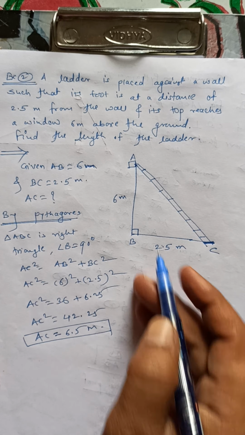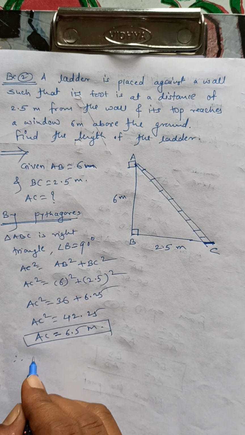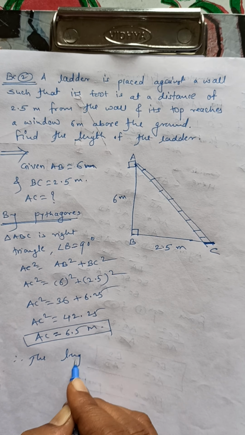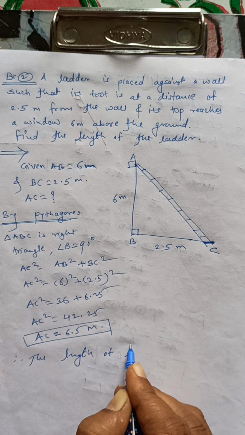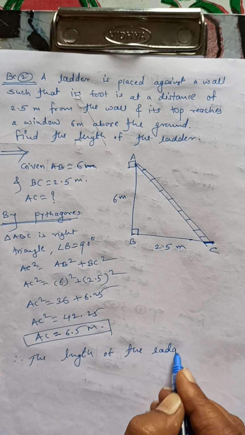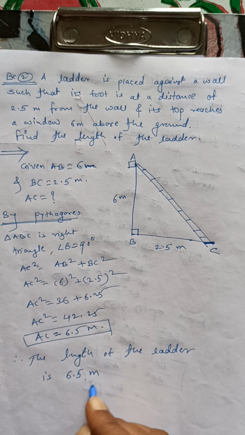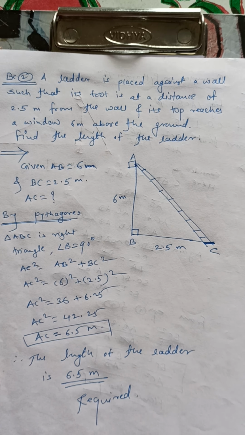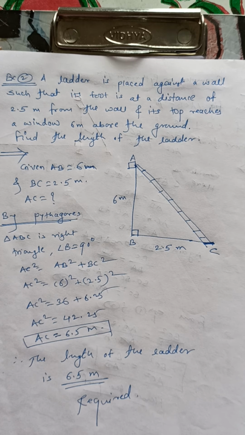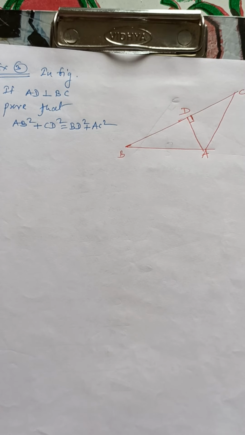So AC is 6.5 meter. We can say that the length of the ladder is 6.5 meter. This is required. A very simple example. Okay, this is the third example.